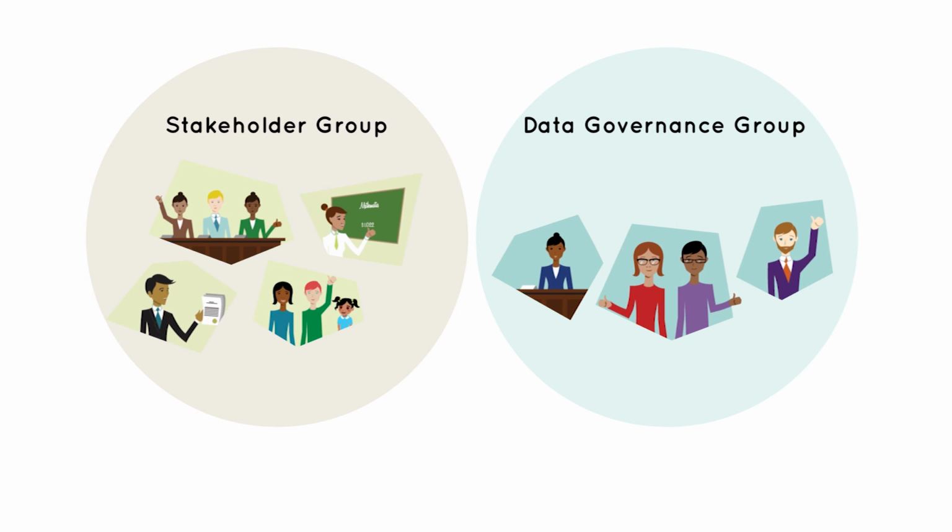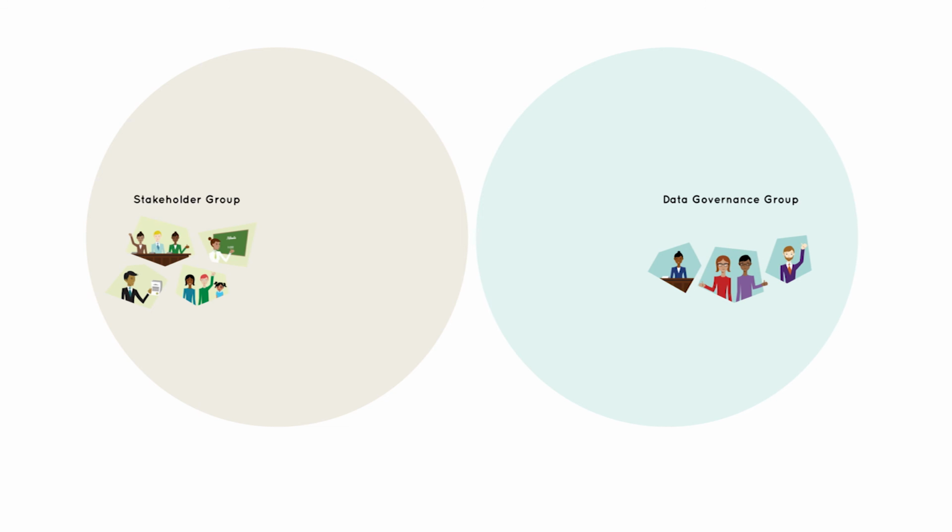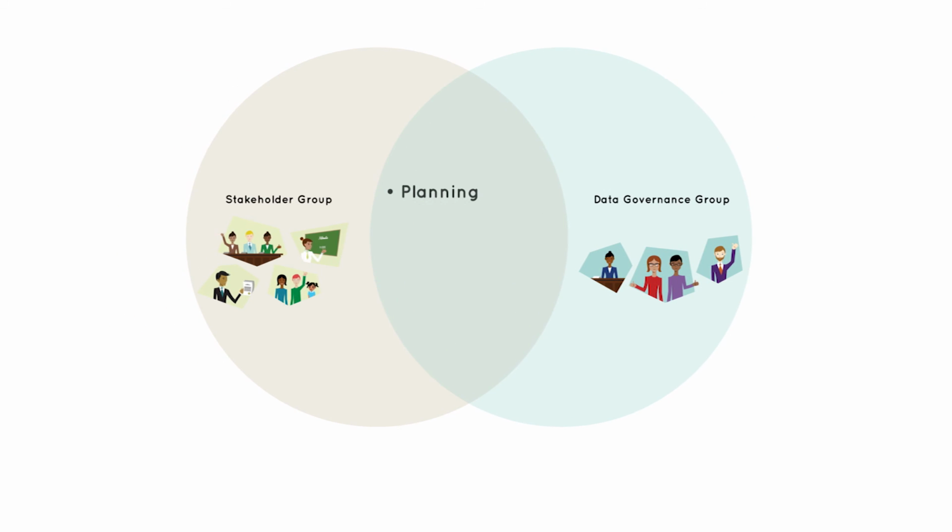Stakeholder and data governance groups play distinct but important roles in supporting a data system. Both groups are critical to the successful planning, implementation, use, and sustainability of the system.